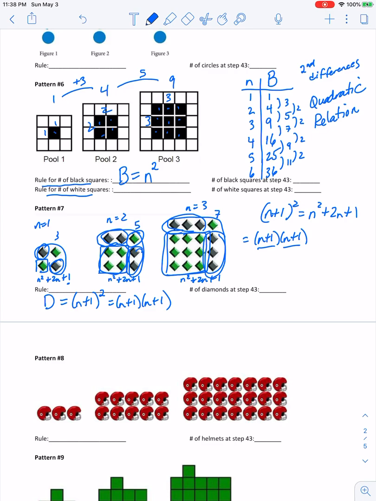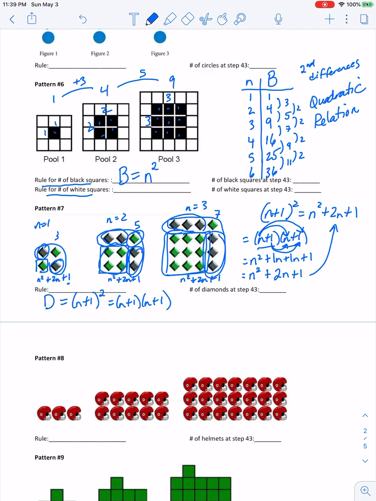So we have to take this first n and multiply it by the first n here, that's n squared. And we take the first n and multiply it by the 1, which is a 1n. Then we take the 1 and multiply it by the n, that's a 1n. And we take the 1 and multiply it by 1, which is 1. When we gather our like terms together, that gives us n squared plus 2n plus 1, which is what we said it had to equal in the first place.